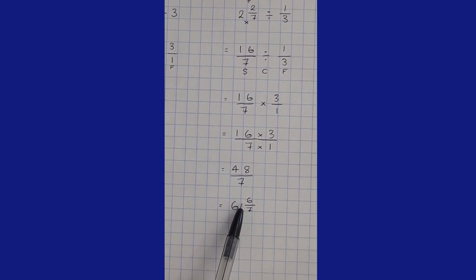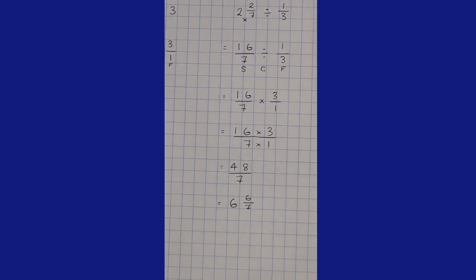Always check this fraction and think to yourself, right, does it cancel? Nope, I'm happy that 6 and 7, there's no common factors. That's as far as we need to go.